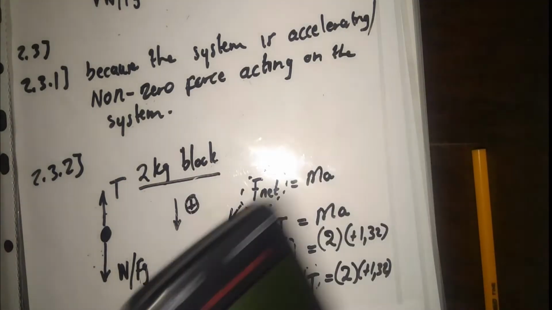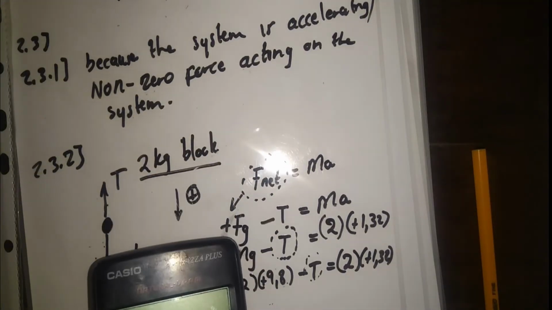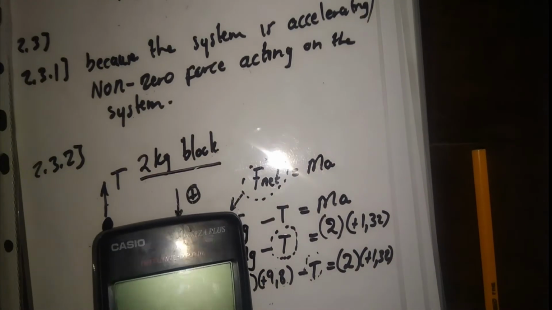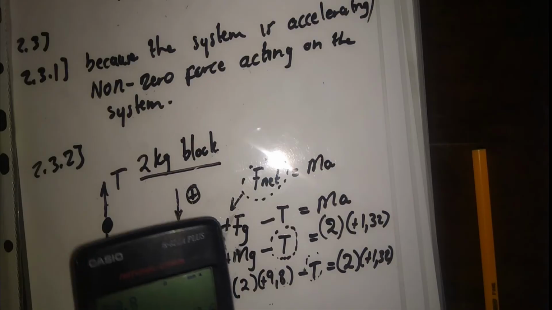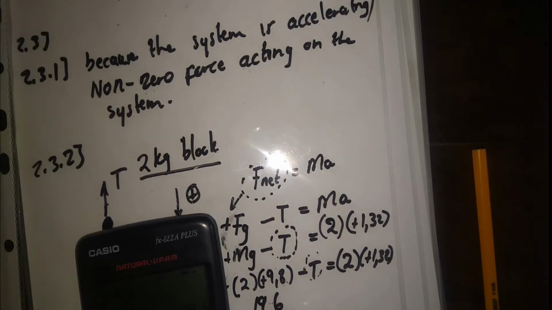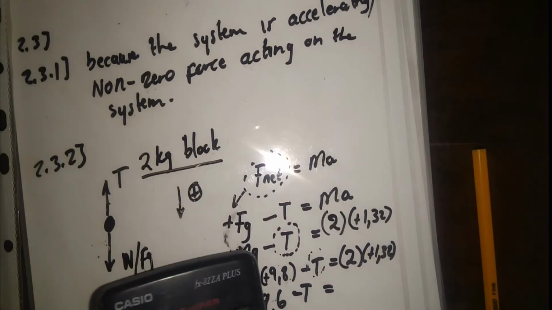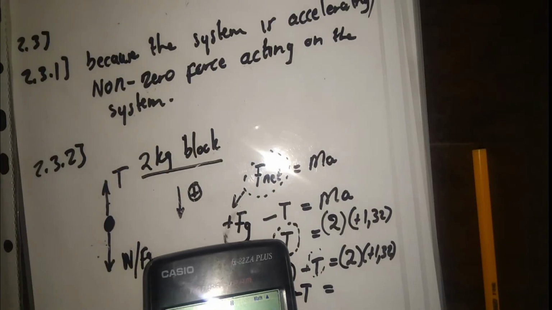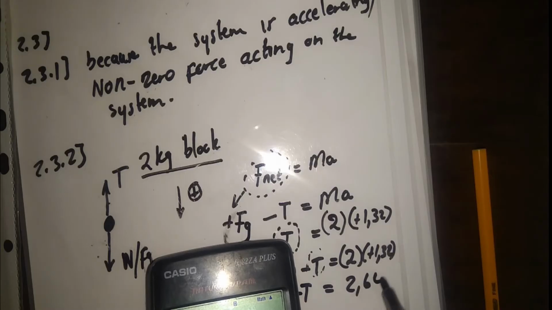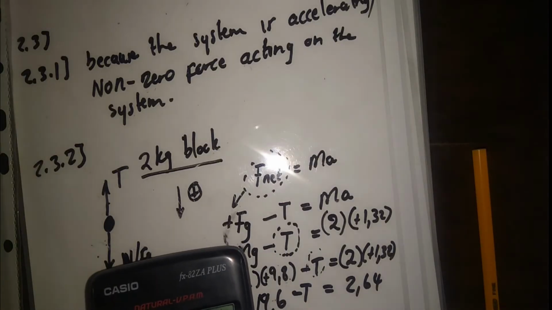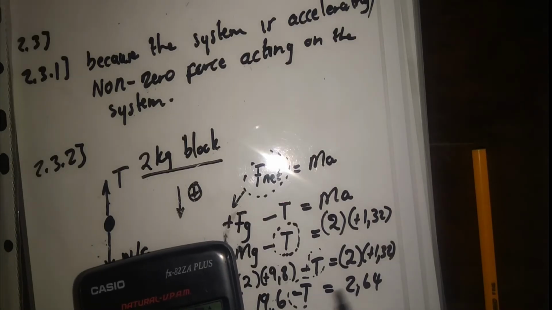Let's calculate lama values. 2 times 9.8 is 19.6 minus T equal to 2 times 1.32 equal to 2.64. So sizothi ke, let's try. Okay, nginama-like terms now, and then T, which is the value engifunayo.